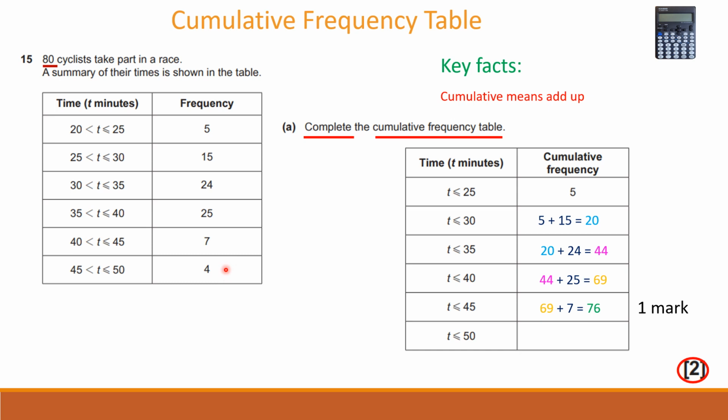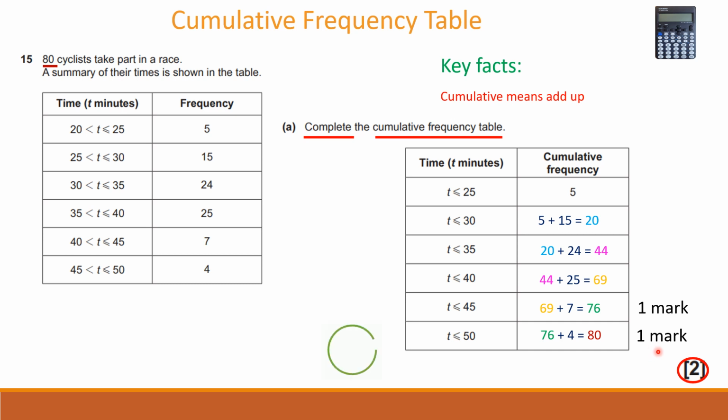And when you add them all together, the answer should be 80, because it tells you in the question there were 80 cyclists. So if you've added them up correctly, this 76 plus 4 gives you 80. So this is correct. Now this question is worth 2 marks. You get 1 mark if you got one mistake in any of these values. So if you made a mistake at any point in these values, you get 1 mark, and getting through to an answer of 80 is your second mark.